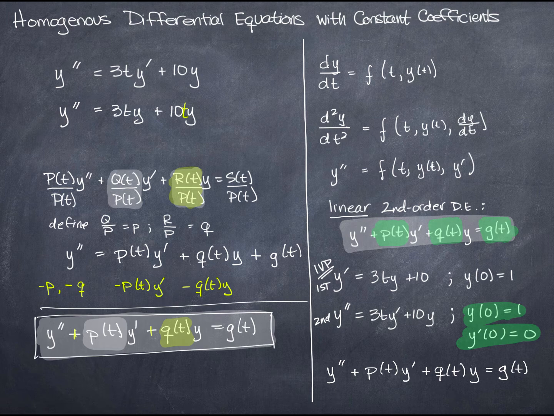And if the case arises that g of t equals 0, that function is 0, then we call the equations in this particular form homogeneous.